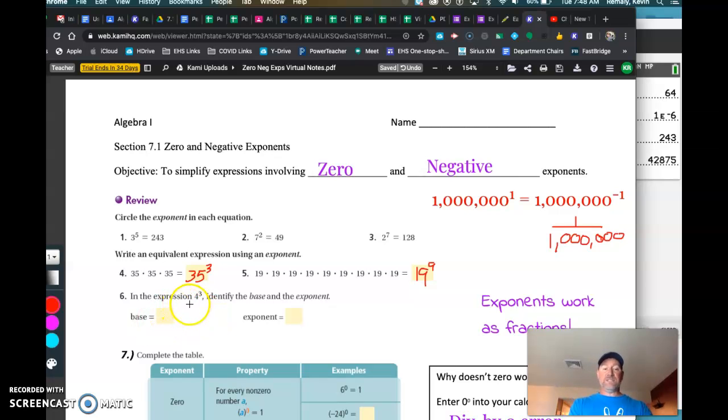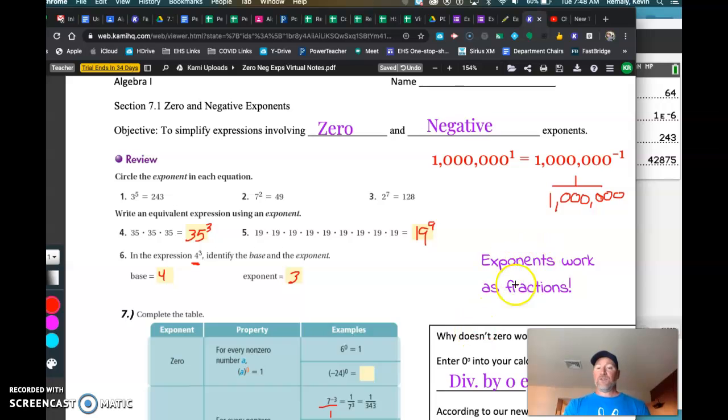So our base here, when we're dealing with a power, if you will, the base is our 4. The exponent is a small superscript. It's raised to the top right of a number. That's how you know what it affects. The exponent in this case is 3. Together, the base and the exponent are called a power. Okay.